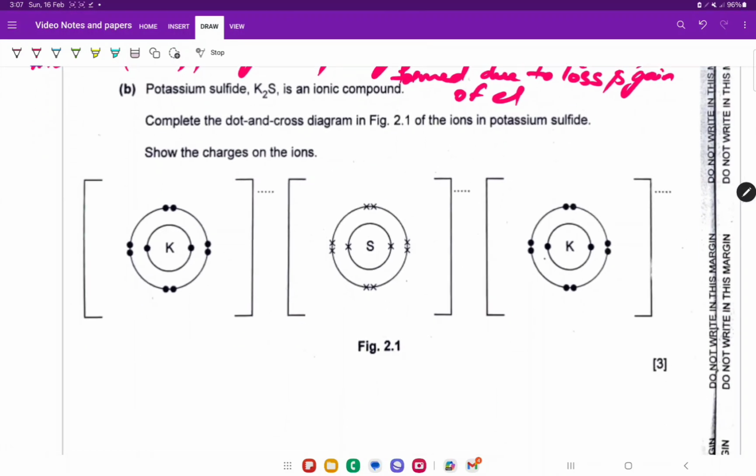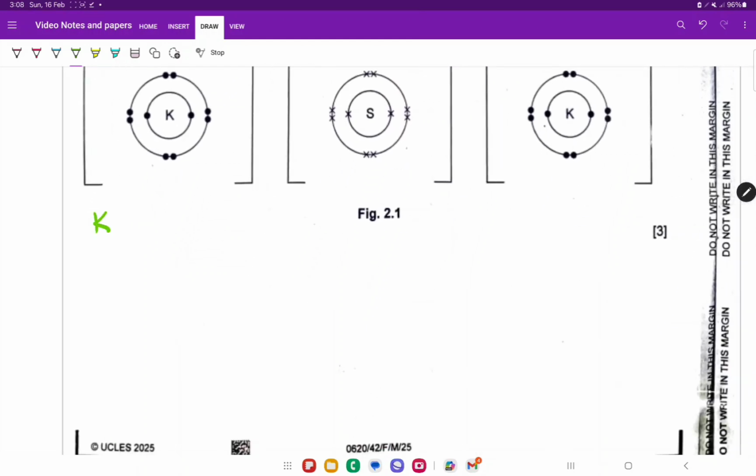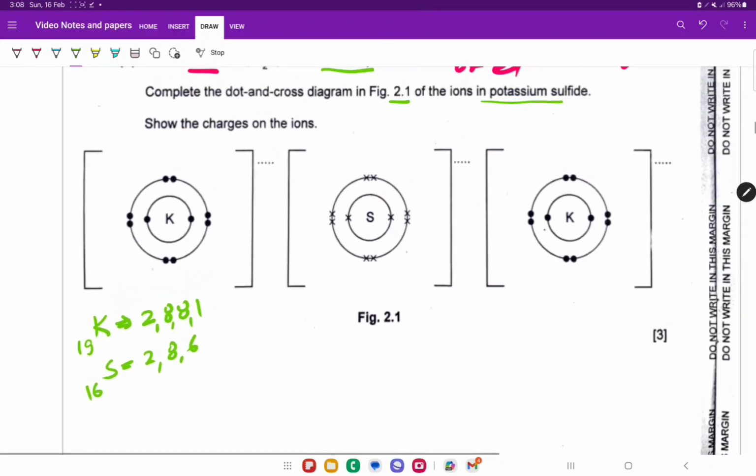Now, part B: potassium sulfide, K2S, is an ionic compound. Complete the dot and cross diagram in figure 2.1 of the ions in potassium sulfide. Now we know that potassium has atomic number 19, and its configuration is 2, 8, 8, 1. Sulfur, atomic number 16, is 2, 8 and 6, that is K shell 2, L shell 8 and 6 electrons in the last shell. As I see this diagram, the K will form a positive ion, and sulfur will form a 2 minus ion.